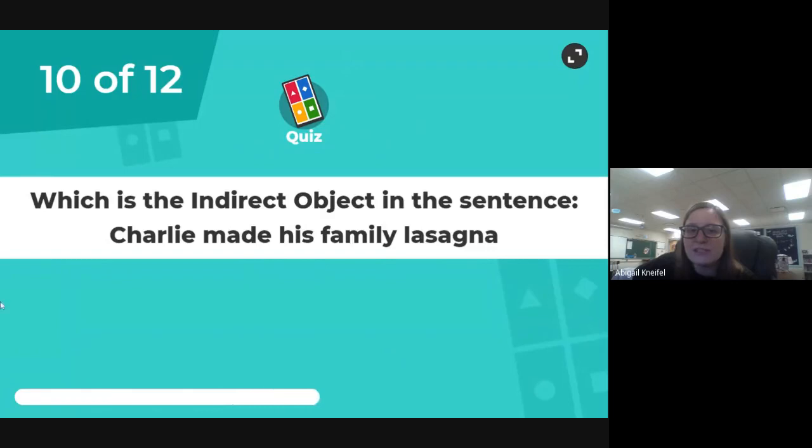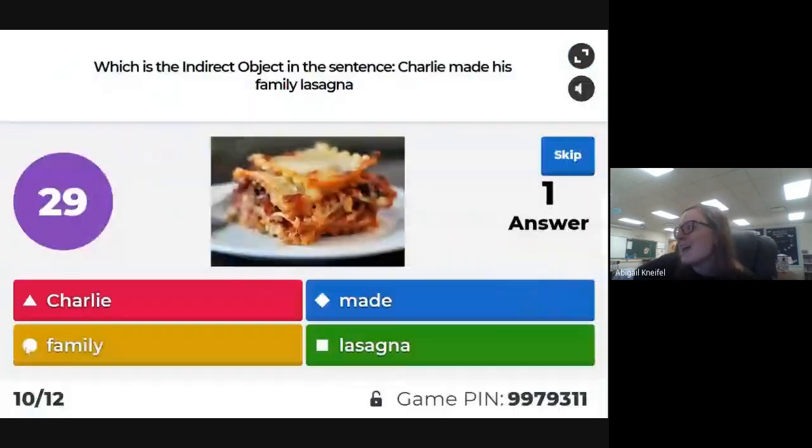What is the indirect object in this sentence? Charlie made his family lasagna. Made is our verb. What was made? Lasagna, direct object.